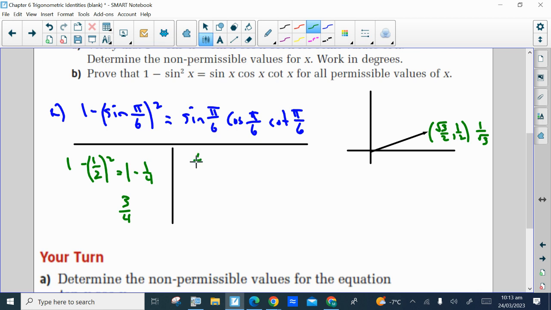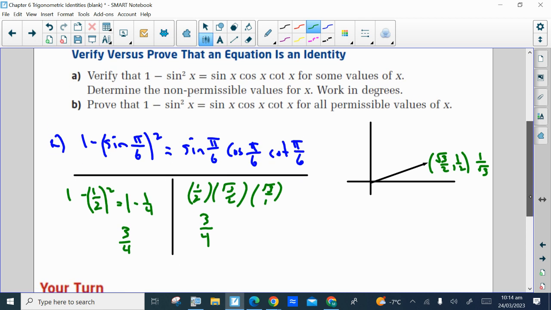Again, the sine of pi on 6 is a half. That's multiplied by the cosine of pi on 6, which is root 3 over 2, times the cotan, which is root 3 over 1. So when you multiply top times top times top, 1 times root 3 times root 3 would be 3 over 2 times 2 times 1. You get the same value on both sides. So we've shown that it is true for a specific angle, pi on 6.